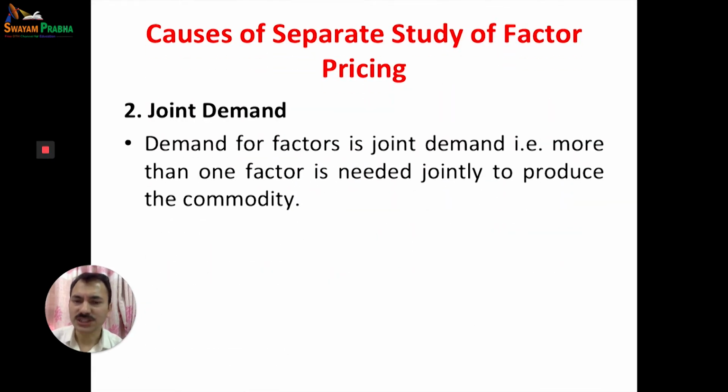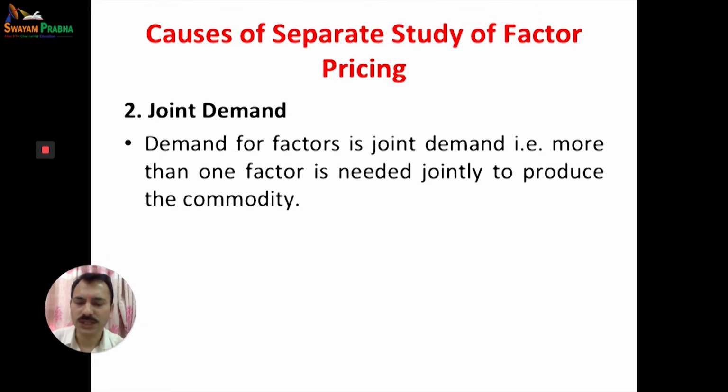Joint demand: the demand for factors of production is joint demand. More than one factor is needed jointly to produce a commodity. To produce any commodity, we need more than one factor. If you want to produce a commodity, say a shirt or cloth, you need labor as well as capital, and you need entrepreneurs. To produce an agricultural commodity, you need land, labor, and some capital also. One factor of production alone cannot produce the commodities.